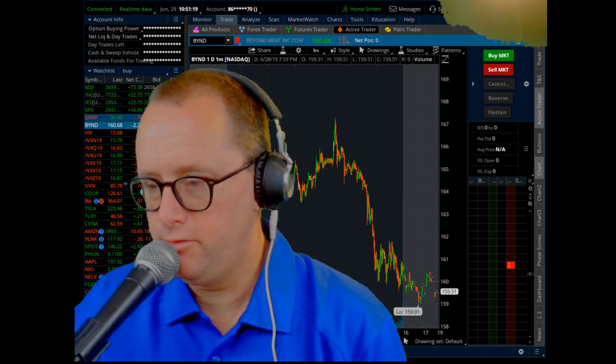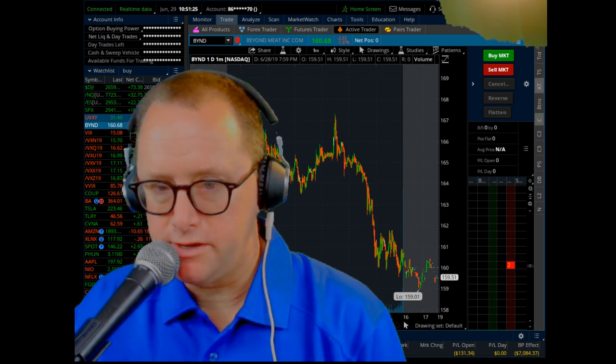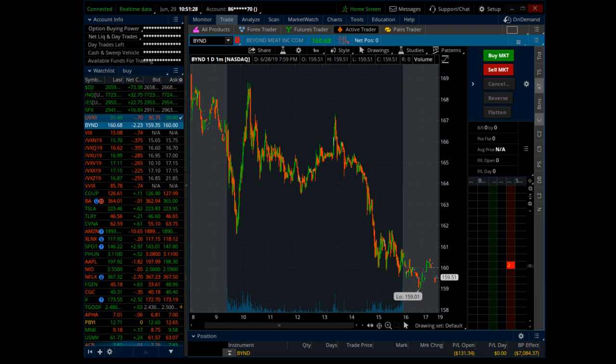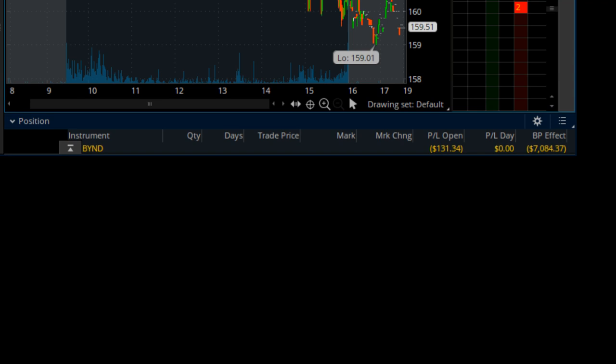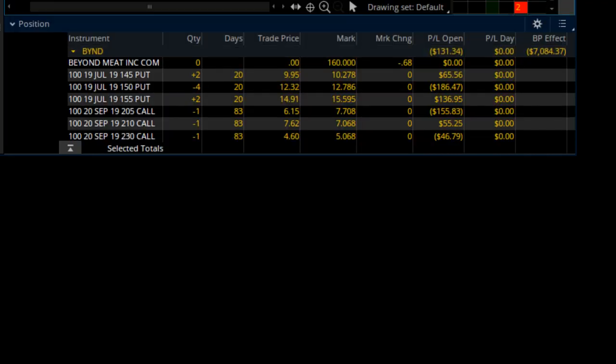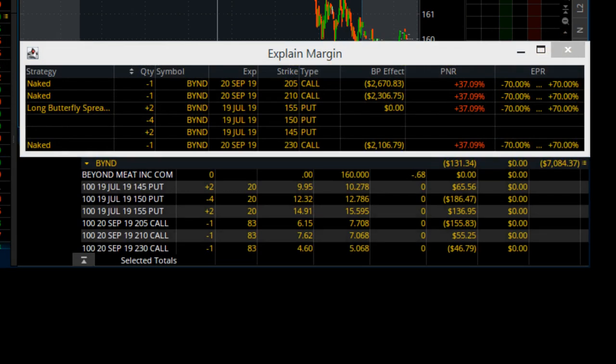So, for example, if I pull up the position right now, let me see if we can see this well. If I pull up BYND, and this is a very small position, and click on BP effect, this is going to pull up a table that shows where the buying power reductions come from.